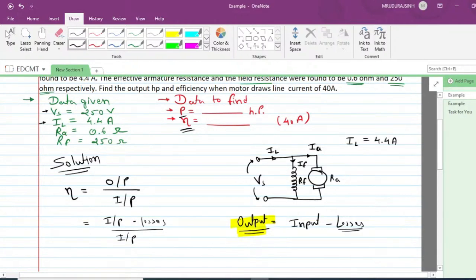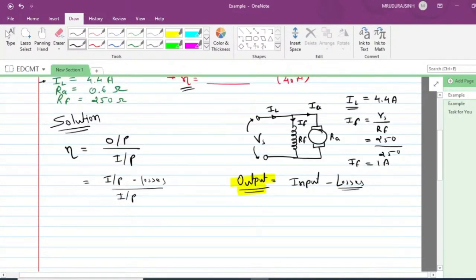Now we need to calculate the shunt field current. The supply voltage is 250 volt across this field winding, right? So what is the IF? IF will be Vs divided by Rf. Vs is 250 volts and Rf is 250 ohm. So IF will be 1 ampere. Now we have the total line current. This line current is divided into two sections, right? Let me write this thing over here. Place this thing in a box. We are going to use this later on.